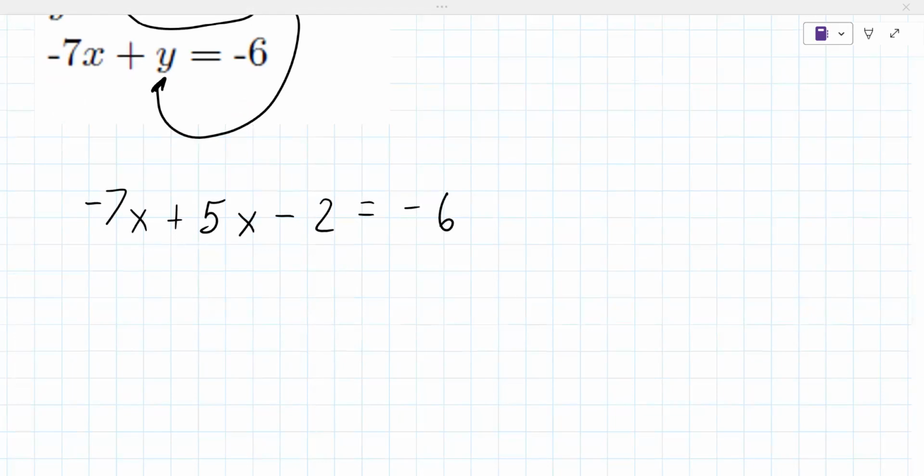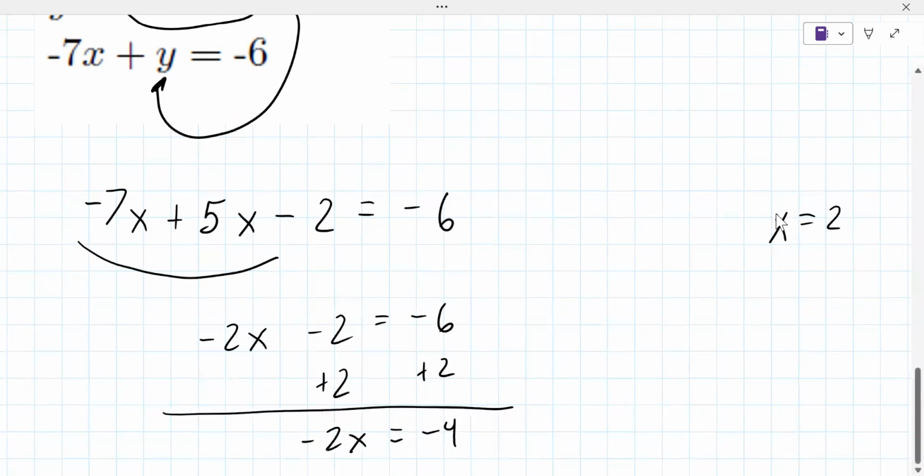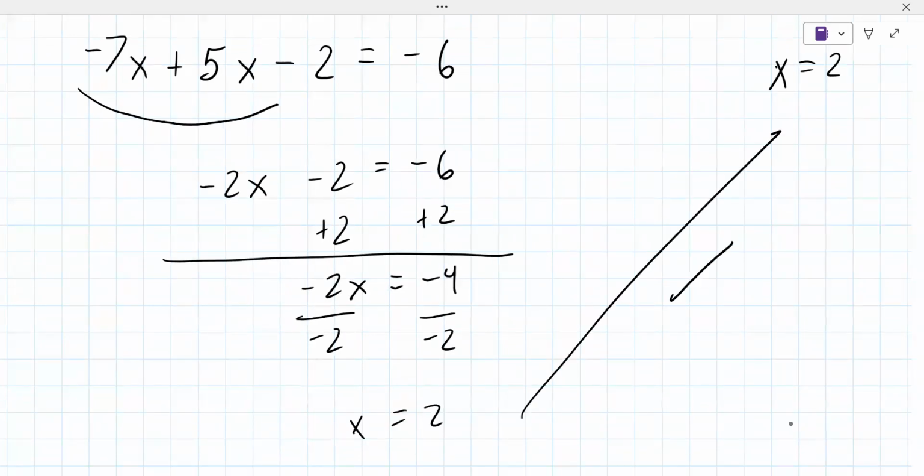It's 2. x equals 2. Yes. All right, let's take a look here. So it's minus 2x minus 2 equals minus 6. Add 2 to both sides. Minus 2x equals minus 4. Divide by -2. x equals 2. Good, really good.